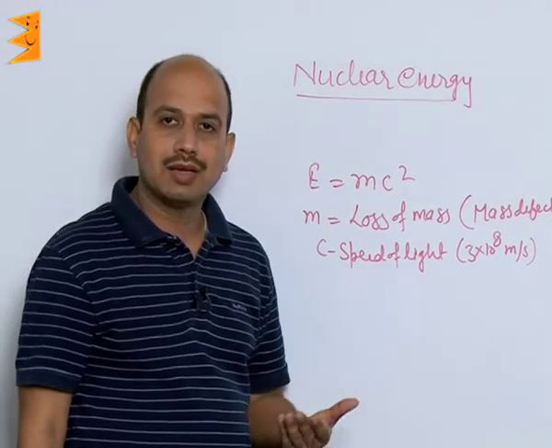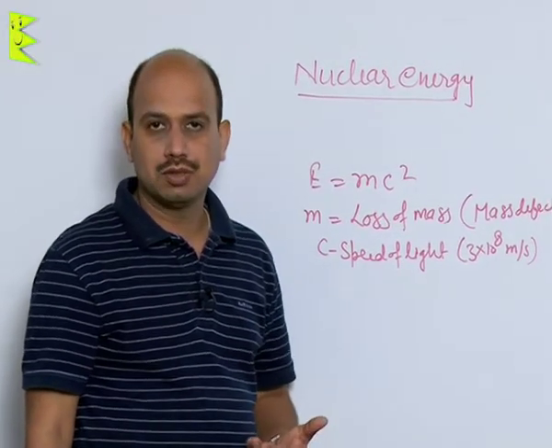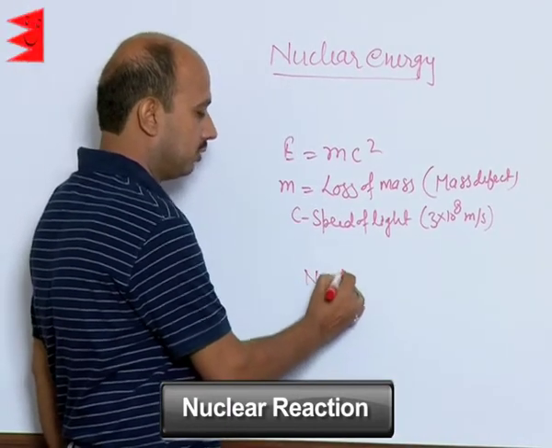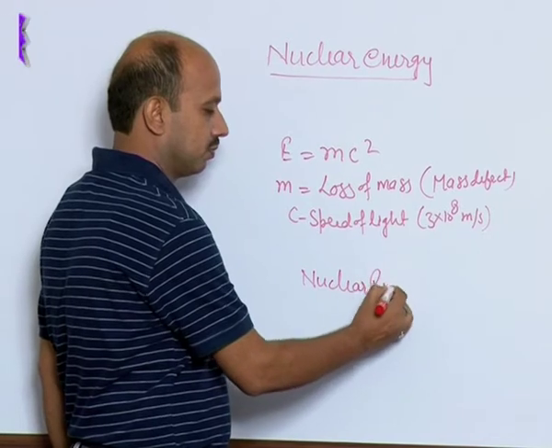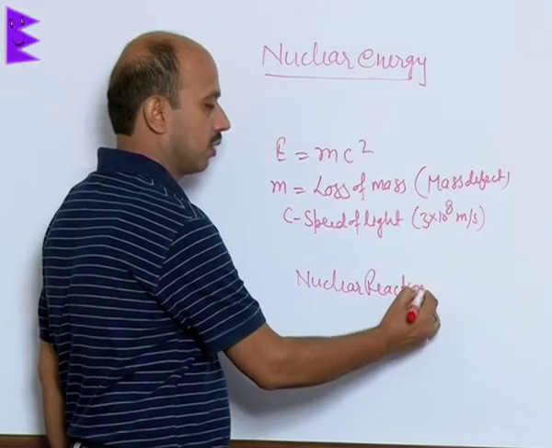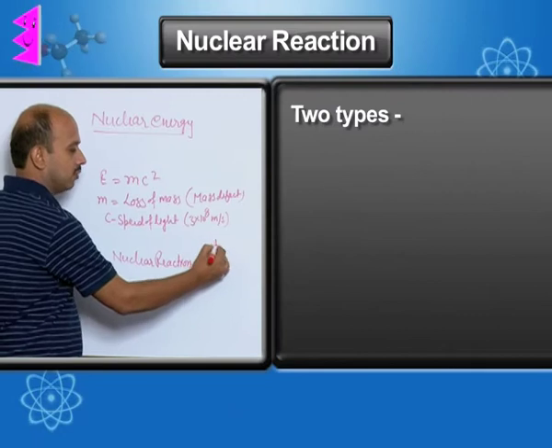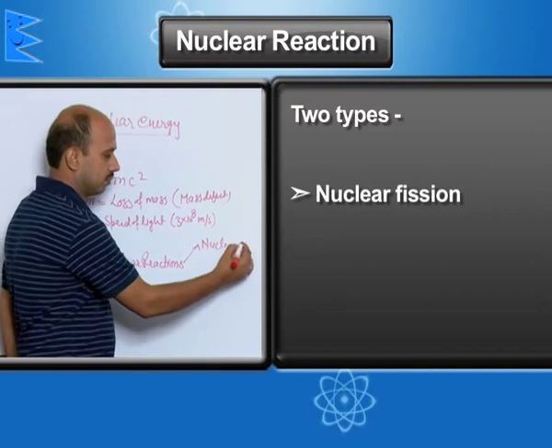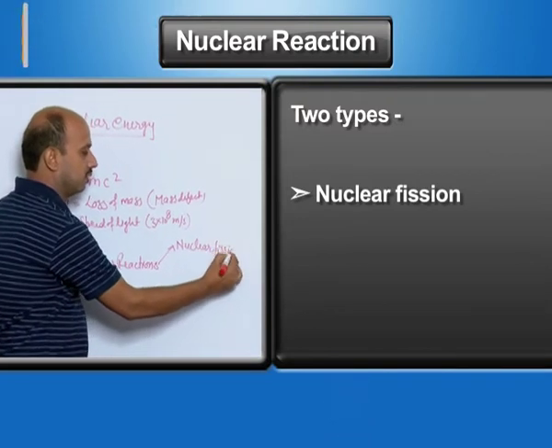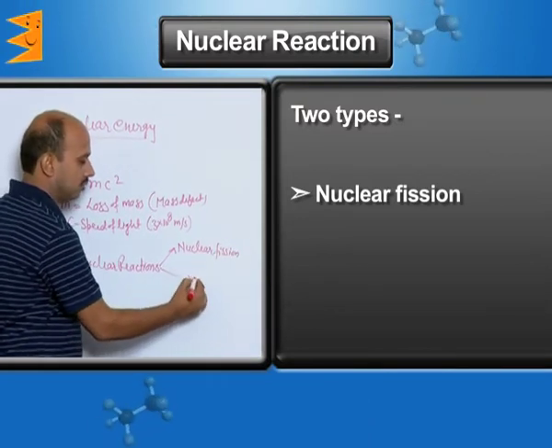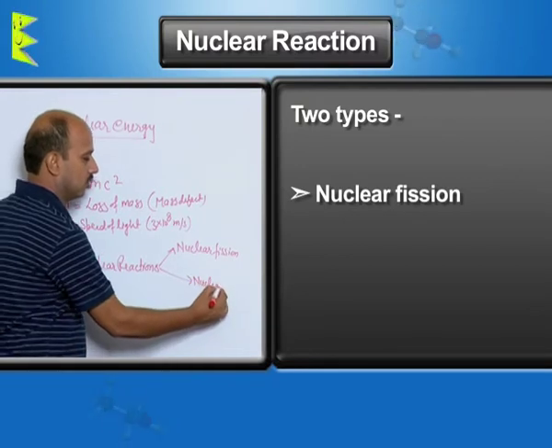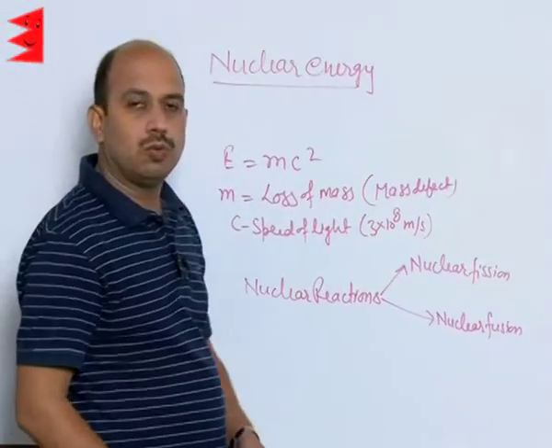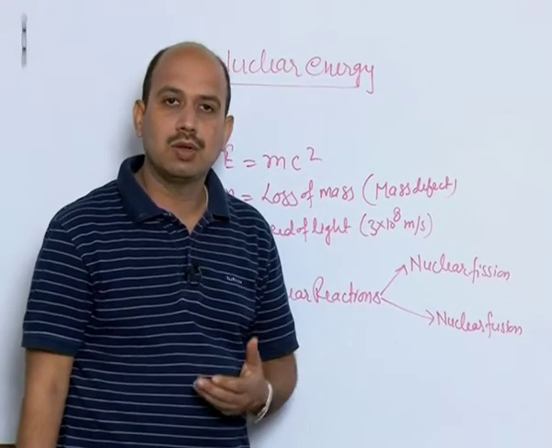So, in nuclear reactions, what happens actually? Now see, there are two types of nuclear reactions. First one is nuclear fission, another one is nuclear fusion. So, first we will see what is actually a nuclear reaction.